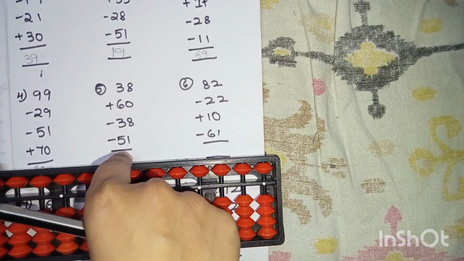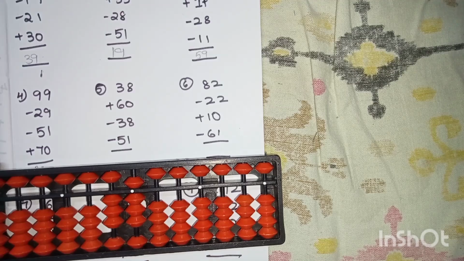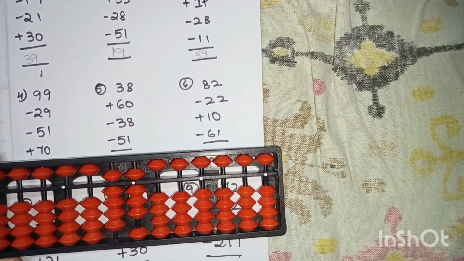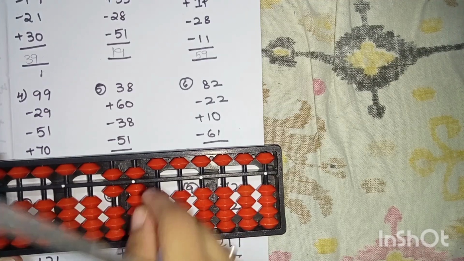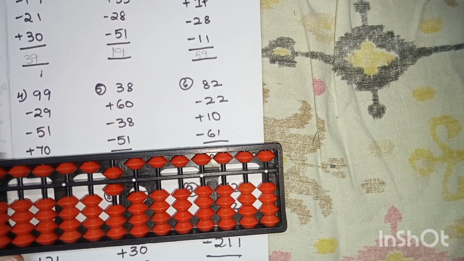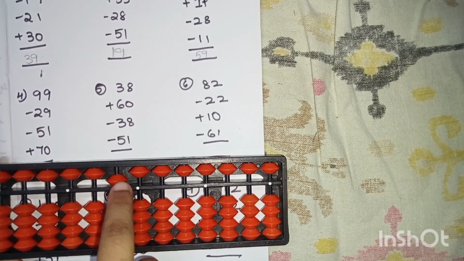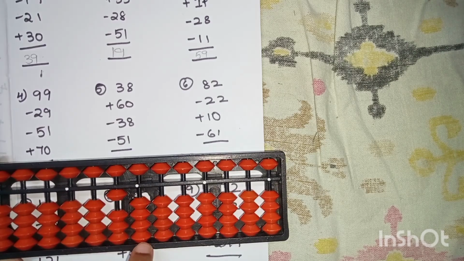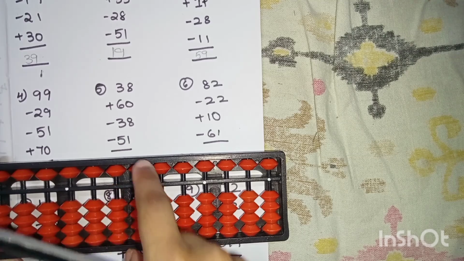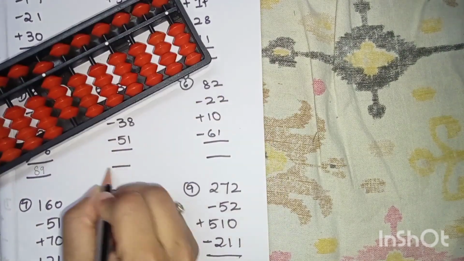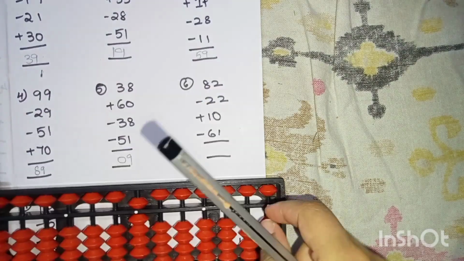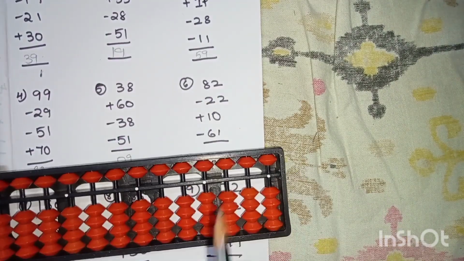Clear the scale. 38 plus 60 minus 38 minus 51. In the ones place rod, minus 1 is not available, so I am taking big friends formula. Minus 10, add 9. So what is the answer? Single digit 9.